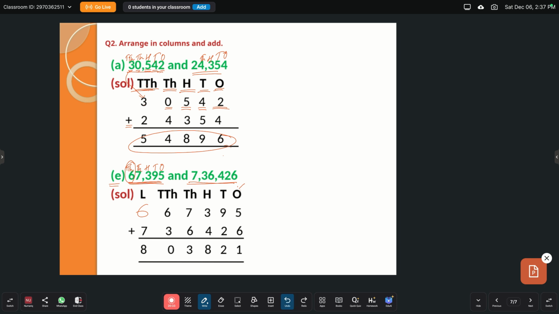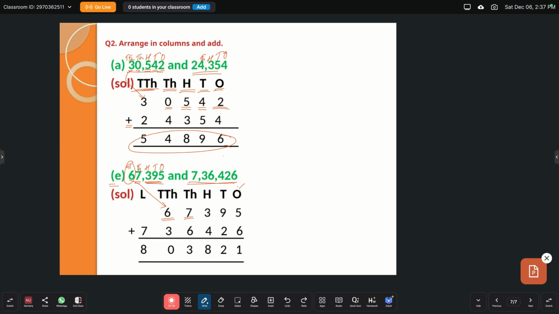Okay. So, this 6 was at 10,000s place. So, I am supposed to write this 6 at 10,000s place. We have to arrange these numbers in their proper columns. Okay. So, this 6 is at 10,000s place. So, I will write it in the 10,000s column. Then this 7 is at thousands place. I will write it in the thousands column. 3 in the hundreds, 9 in the tens, 5 in the ones column.